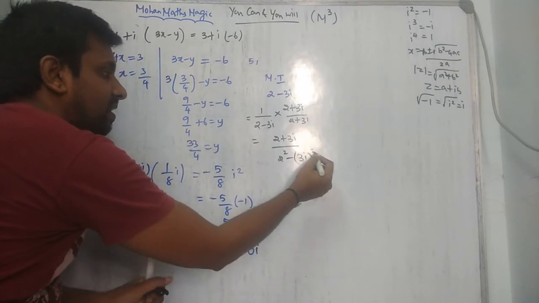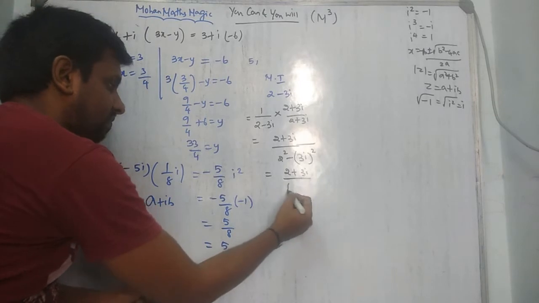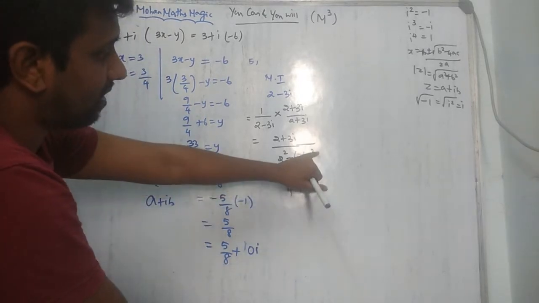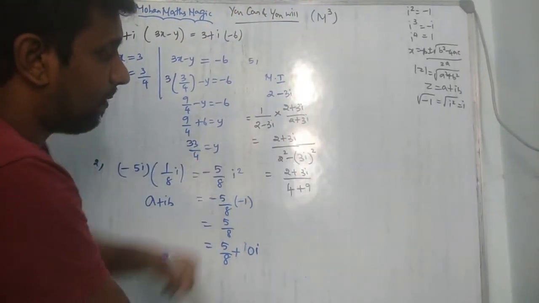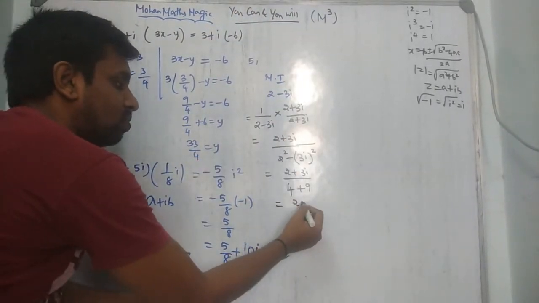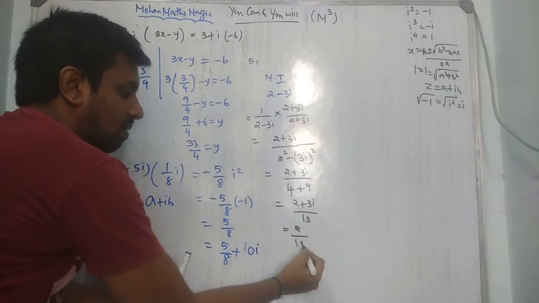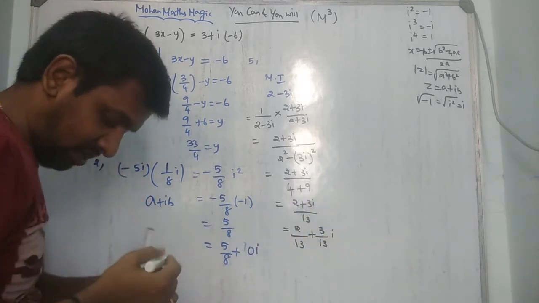Now in place of b, we have 3 square. So 2 plus 3i upon 4, and this will become plus 9. How is it plus 9? 3 square is 9, and i square is equal to minus 1, so the minus becomes plus. So 2 plus 3i upon 13. Write separately: 2 upon 13 plus 3 upon 13 into i, the real part and the imaginary part.